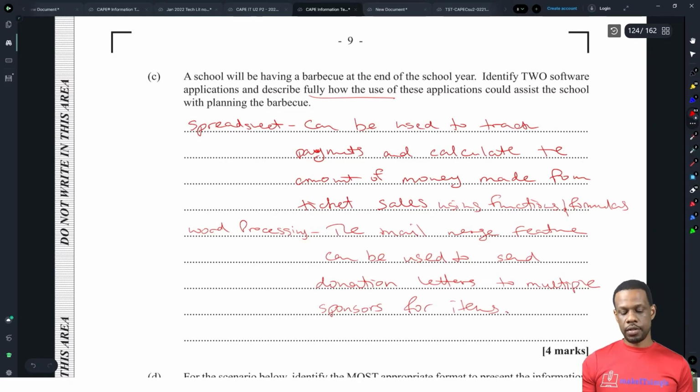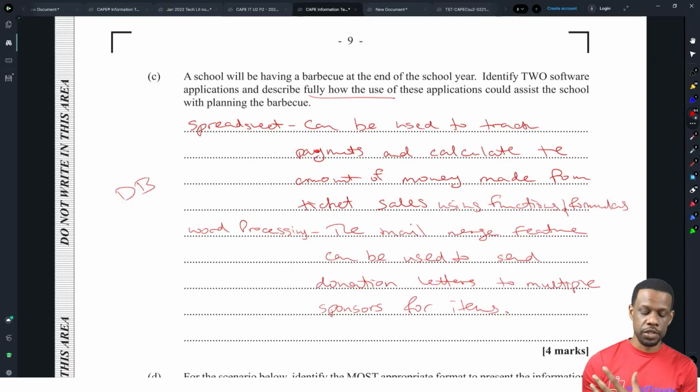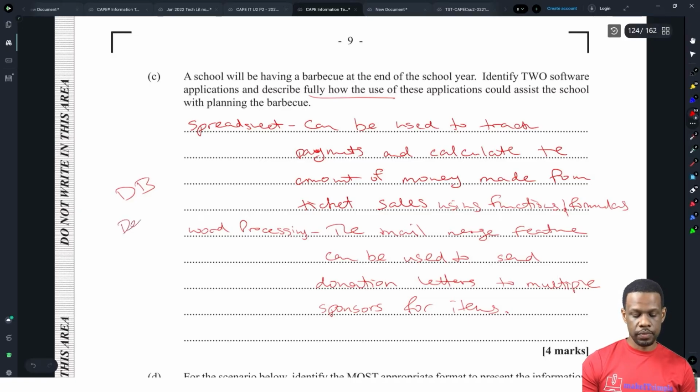Yeah, so spreadsheet you could use, word processing. If you use database, you would want to say something about keeping track of the orders or filling out a form when people make multiple orders, and use queries to filter out the people who order different types like chicken and fish or whatnot. If you use desktop publishing, it will be for creating flyers to advertise the barbecue. So spreadsheet, word processing, database, desktop publishing. Yeah, those are your go-to ones.